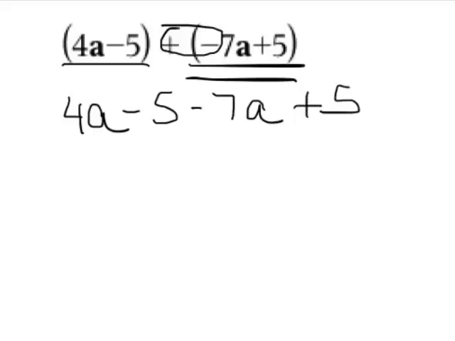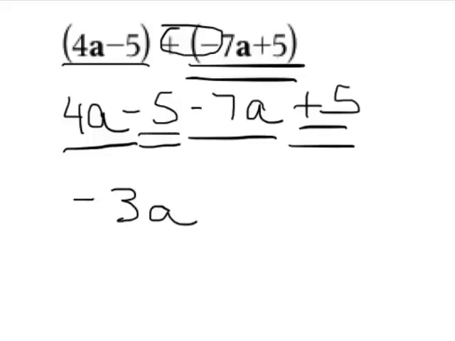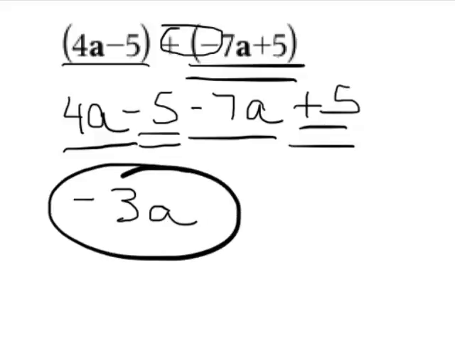Then we combine the like terms. 4a minus 7a is a negative 3a. And then negative 5 plus 5, well, that's 0. So that means that our answer is negative 3a.